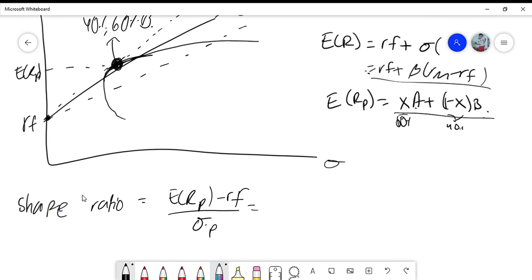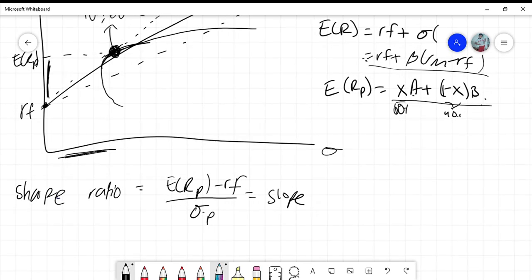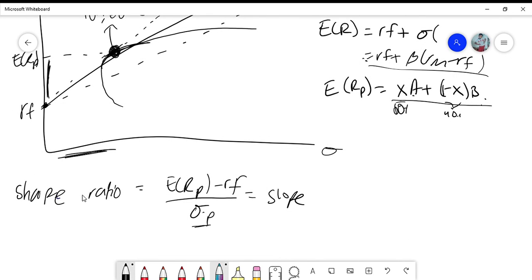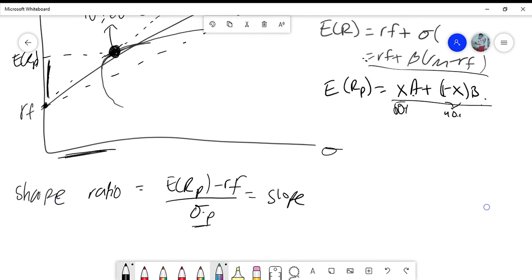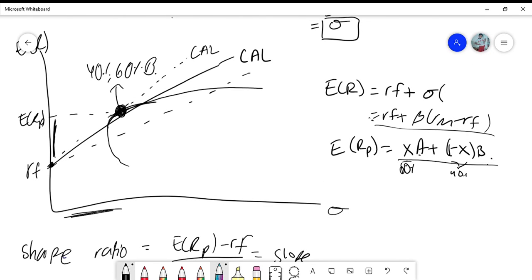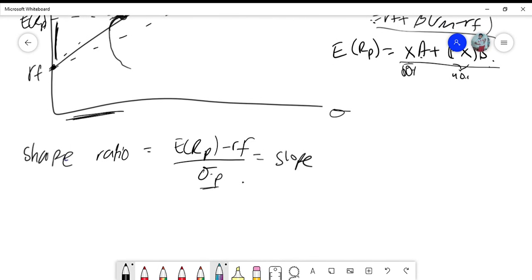Basically what this is saying is, let's say we have this portfolio here, this is ERP. This is literally the slope of this line, because it's the change in Y, so ERP minus RF, all over the X, which is the standard deviation. So this is the slope, and it's how much extra benefit you get per unit of standard deviation, per unit of risk.